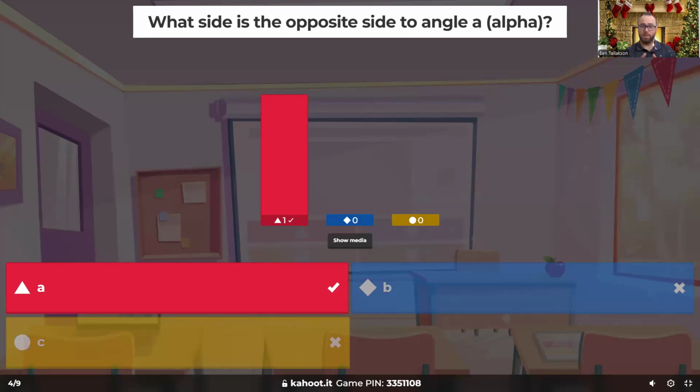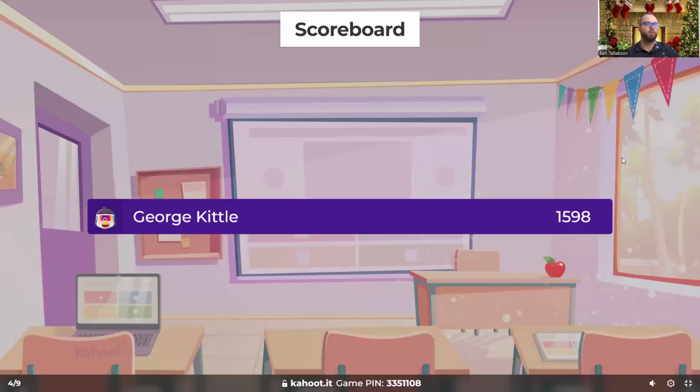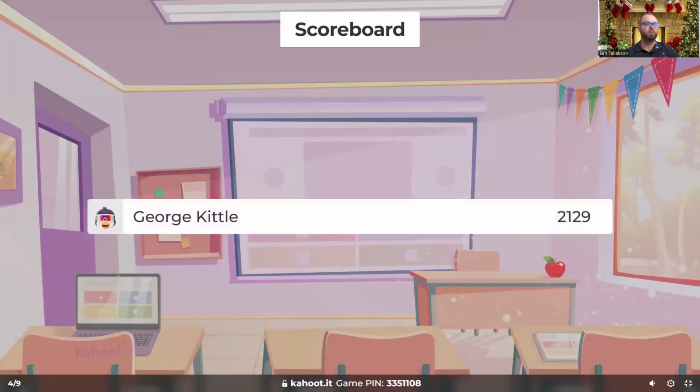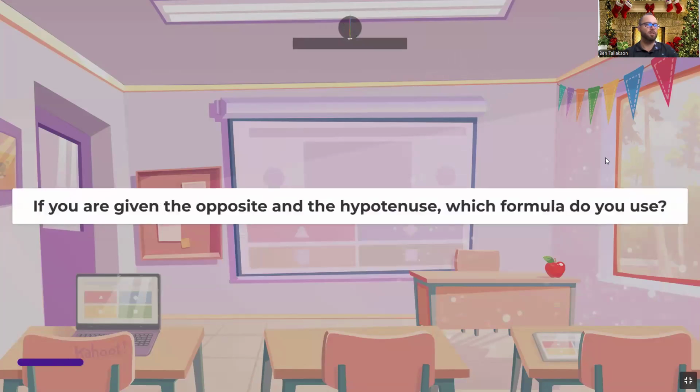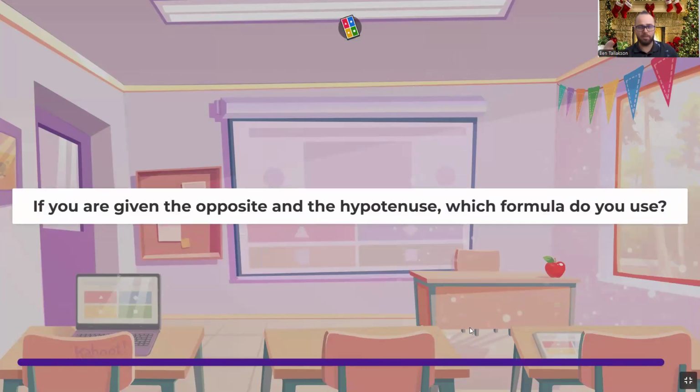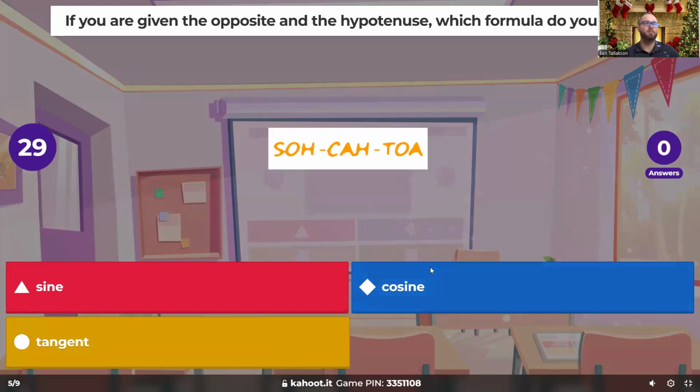Remember, a triangle has three sides, right? And two of those sides are always touching one of the angles. So the opposite side is the side that that angle is not touching. Racking up the points. All right. If you're given the opposite and hypotenuse, which formula do you use? Is it SOH, CAH, or TOA?